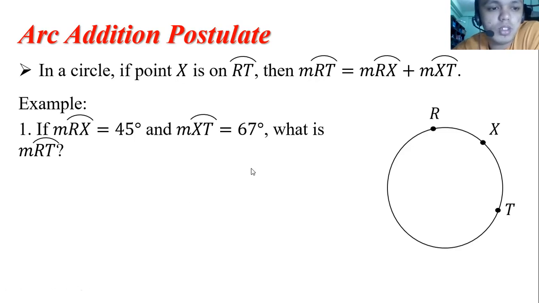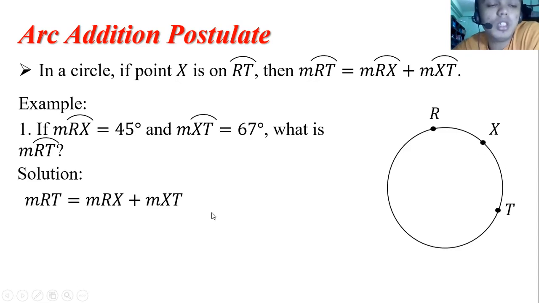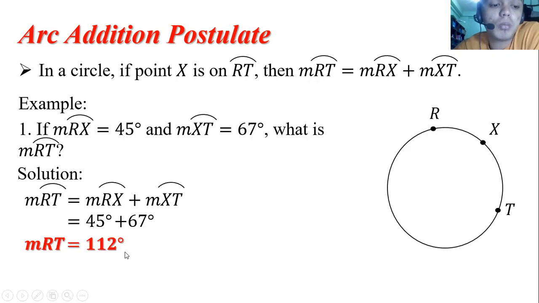Now, sabi dito, RX daw, dito sa example natin, 45 degrees. And then si XT naman is 67 degrees. What is your RT? Now, again, using the arc addition postulate, add natin. Substitute your RX to 45, your XT naman to 67. 45 plus 67, that would be equal to 112 degrees for your measure of arc RT.